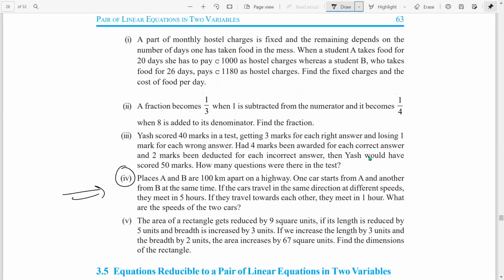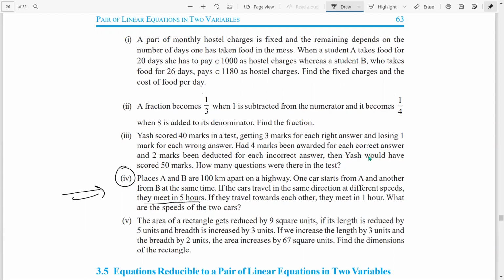Okay, so what does it say? Places A and B are 100 kilometers apart on a highway. One car starts from A and the other one starts from B at the same time. If the cars travel in the same direction at different speeds, they meet in 5 hours.